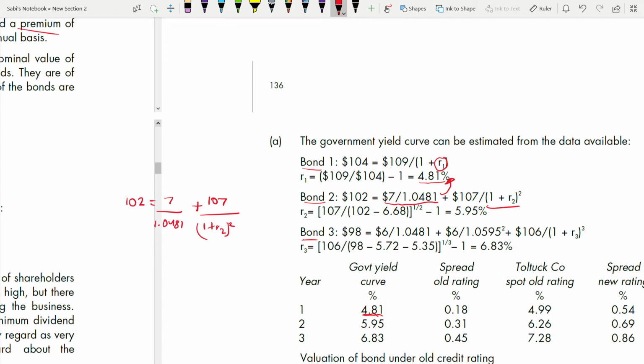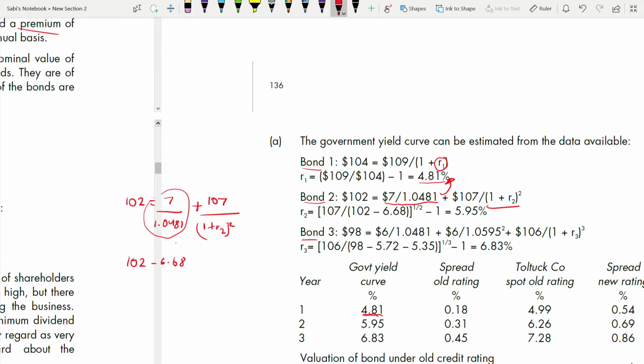I'm also doing this equation right now with you. Okay, this part of the equation you can solve because it is numbers only. It will be 6.68, right? Rounded up to 2 decimal places. So we'll bring it to this side. We'll bring this to the other side of the equation, so it will be 102 minus, what is 7 divided by 1.0481?